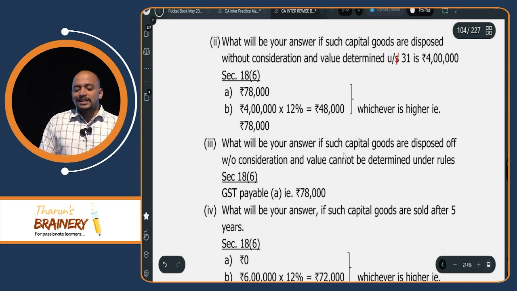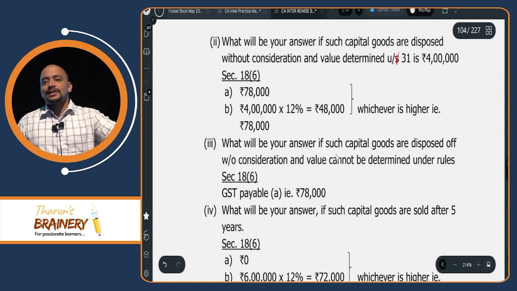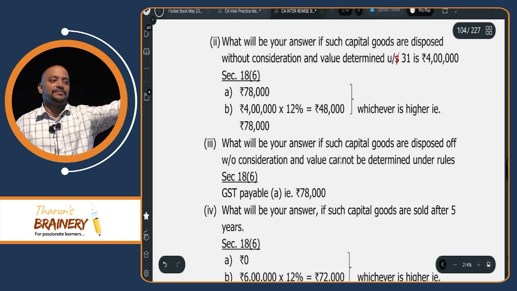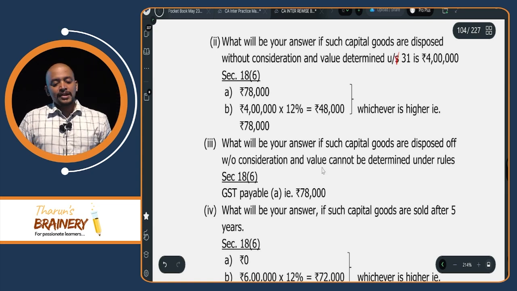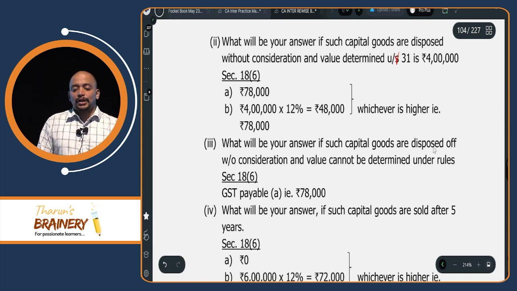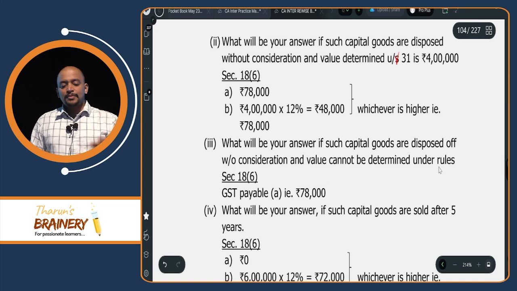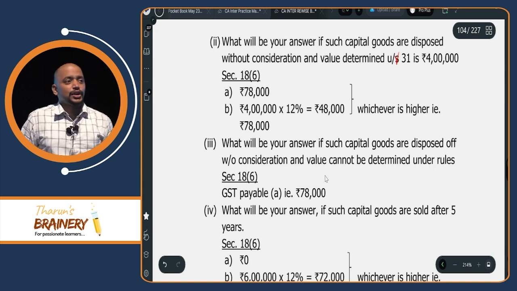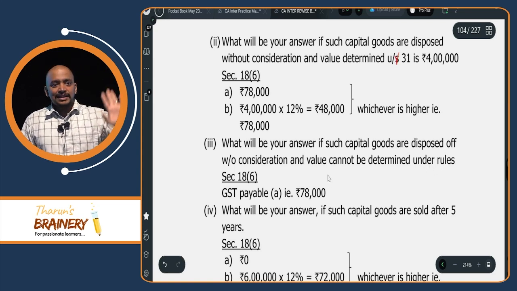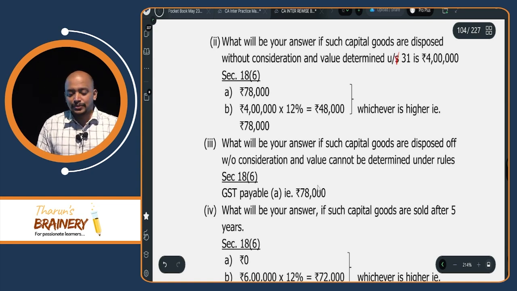Then what will be your answer? Means if it is without consideration, they need to give in the question some value. That value we will take. What will be your answer if such capital goods are disposed of without consideration and value cannot be determined? Means we don't have value in the question. Then what you will do? Only A, that is 78,000.